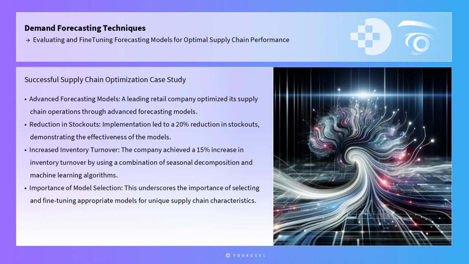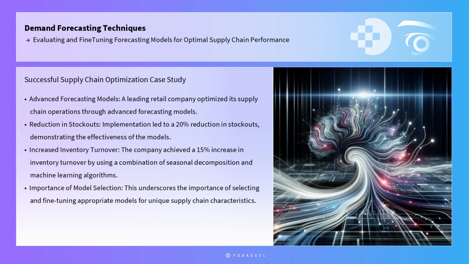A practical application of these concepts can be observed in the case study of a leading retail company that successfully optimized its supply chain operations through advanced forecasting models. By implementing a combination of seasonal decomposition of time series and machine learning algorithms, the company was able to achieve a 20% reduction in stockouts and a 15% increase in inventory turnover. This example underscores the importance of selecting and fine-tuning appropriate models that cater to the unique characteristics of a business's supply chain.